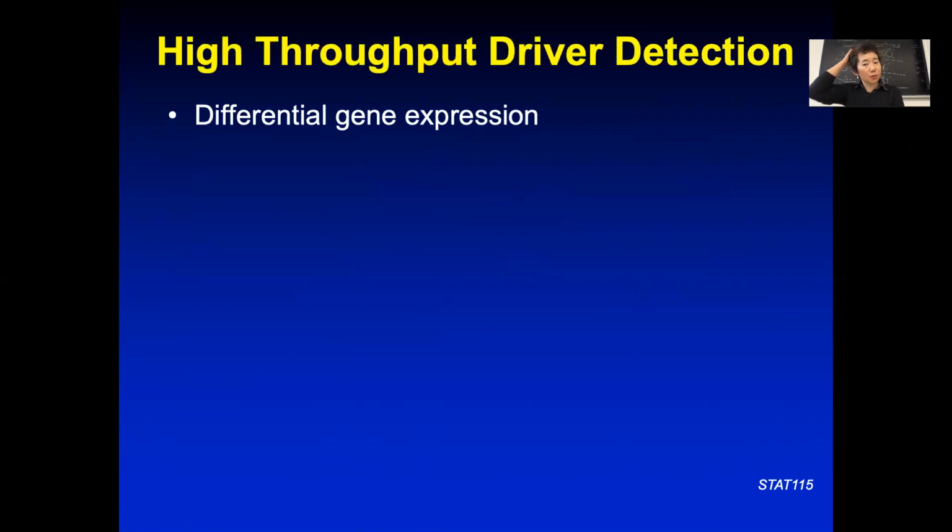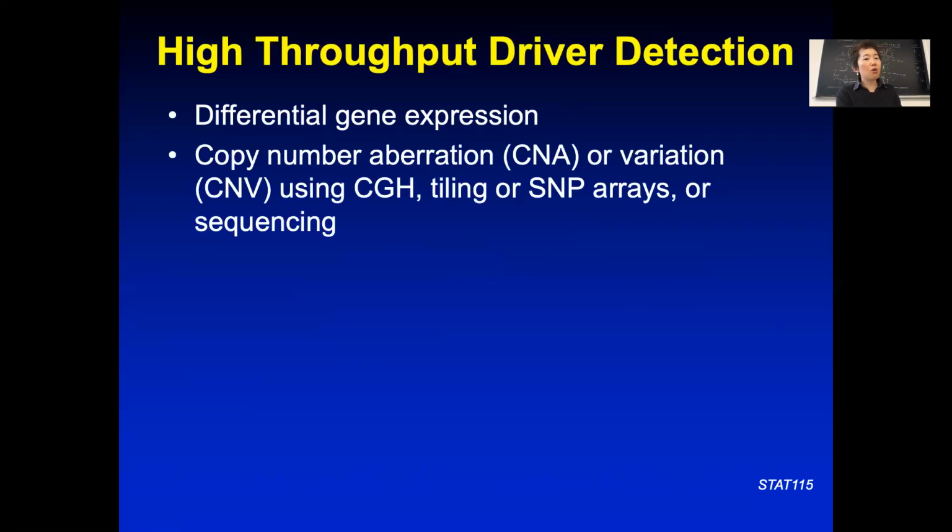For high throughput driver detection, people have tried different things. You could use mutation, but people also look at expression. If this gene is always more highly expressed in cancer compared to normal, that's probably an important oncogene which causes cancer, or a tumor suppressor, which normally suppresses tumors but in cancer somehow is lost. You can use the expression. You can also use copy number variations.